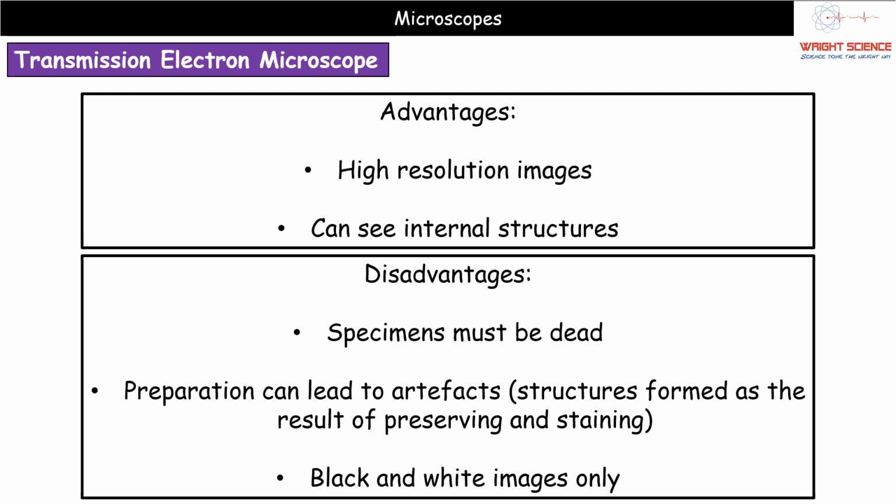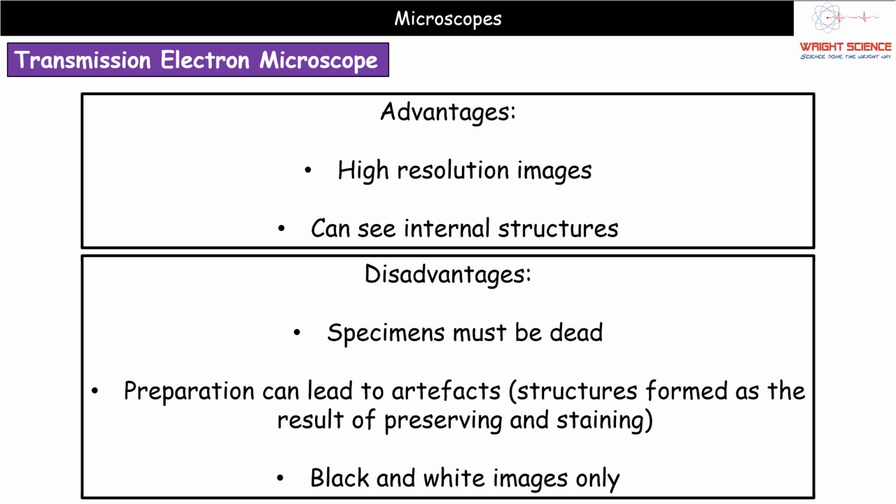Advantages then, we've kind of touched on this. They've got high resolution images first of all, and therefore we can see these internal structures. Things like ribosomes that we can't see with a light microscope because they're too small. We can see them with the transmission electron microscope. Disadvantages, specimens have got to be dead. Obviously if we dehydrate something, it is not living anymore.